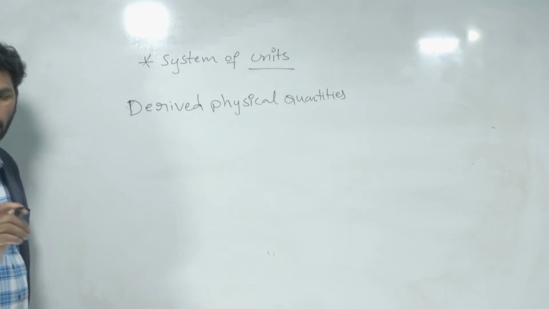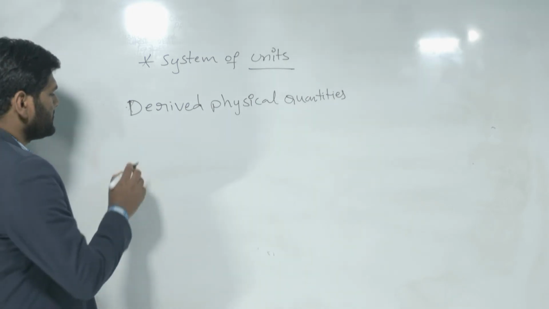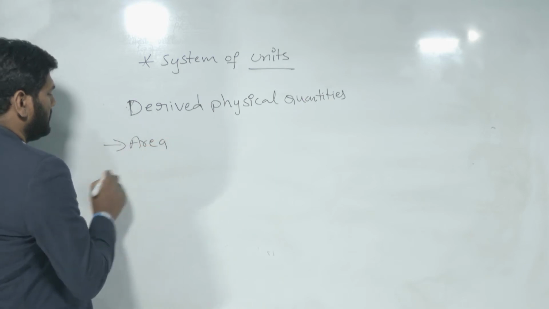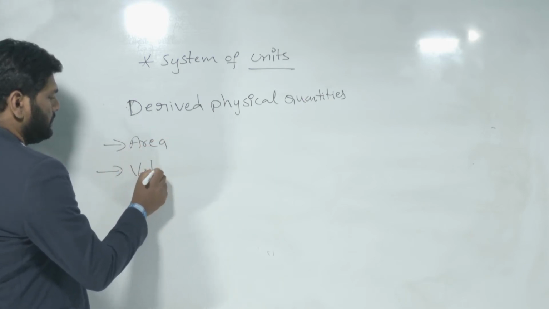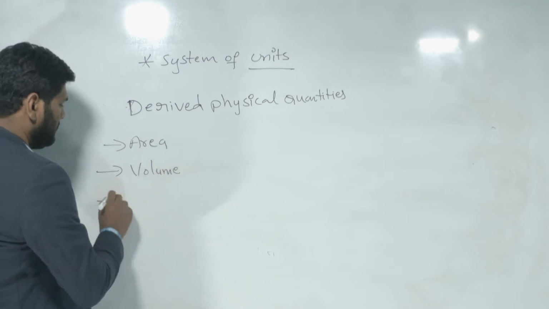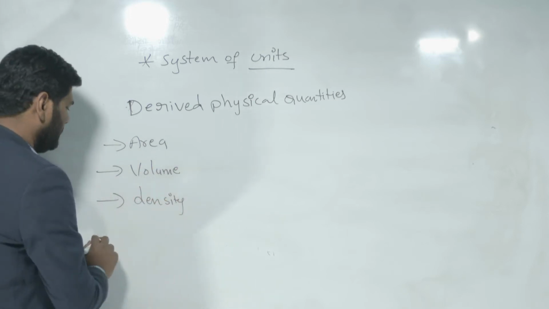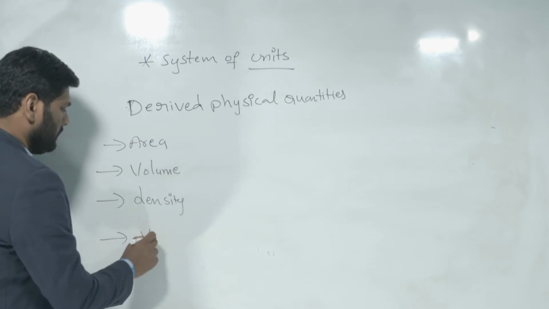I will give some examples for derived physical quantities. First one is area. Second one is volume. Third one is density. And the fourth one is velocity.